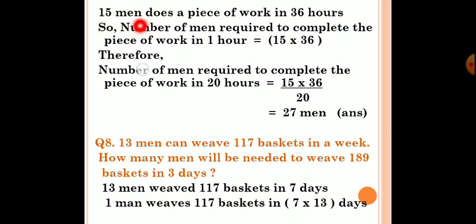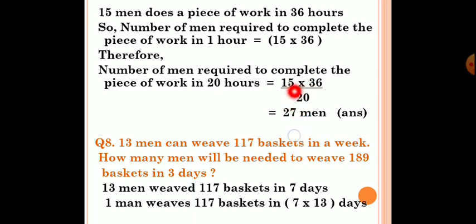That is, 15 men do a piece of work in 36 hours. So number of men required to complete the piece of work in 1 hour. So if the work has to be completed in 1 hour, more number of people will be required, isn't it? So here we have to multiply, that is 15 into 36. Therefore, number of men required to complete the piece of work in 20 hours. Now, when you are given 20 hours to complete the work, definitely the number of men will reduce now. So that will be divided.